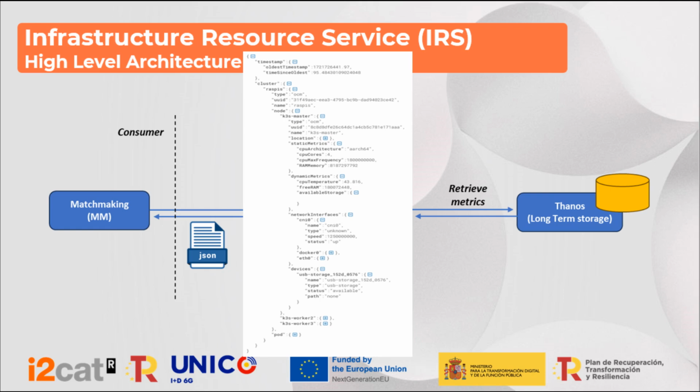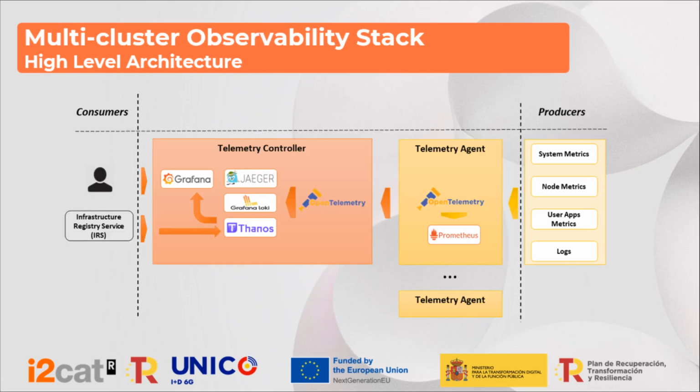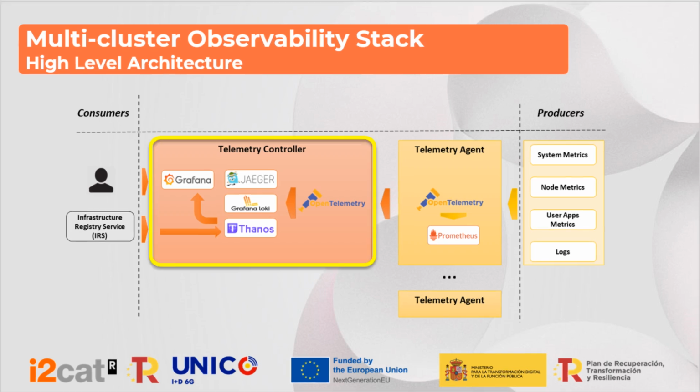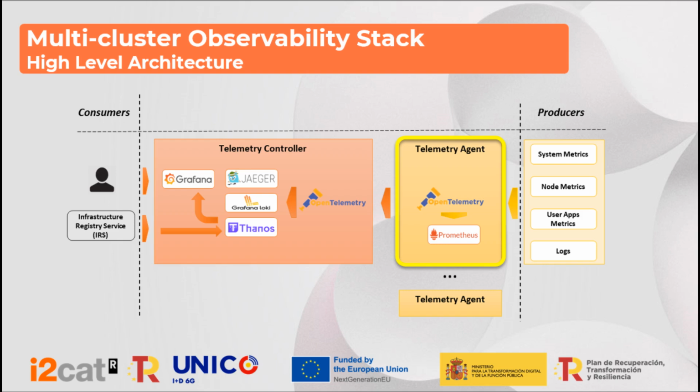The following diagram presents the architecture of the observability stack, consisting of two main components responsible for managing logging and telemetry. We have the Telemetry Collection Center, responsible for storing data and providing interfaces to query and visualize it, and the telemetry agent, which runs on the infrastructure nodes and is responsible for collecting data from the system and applications and transmitting it to the telemetry controller.